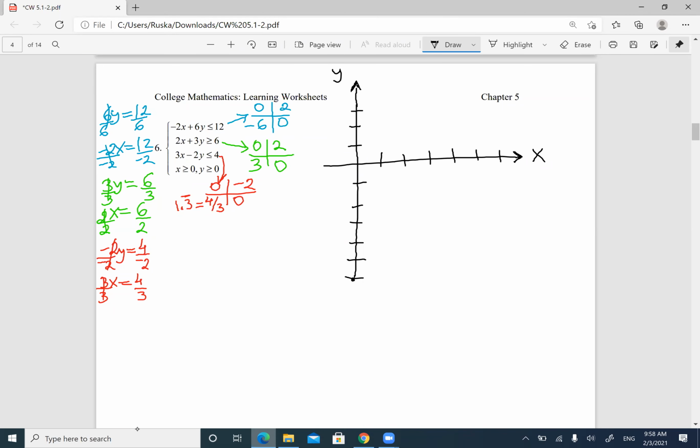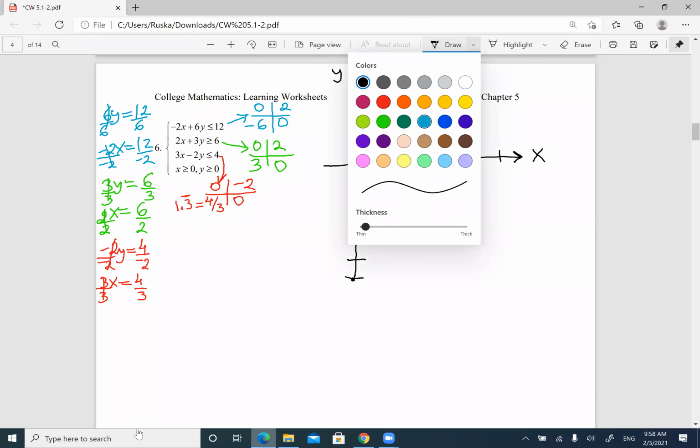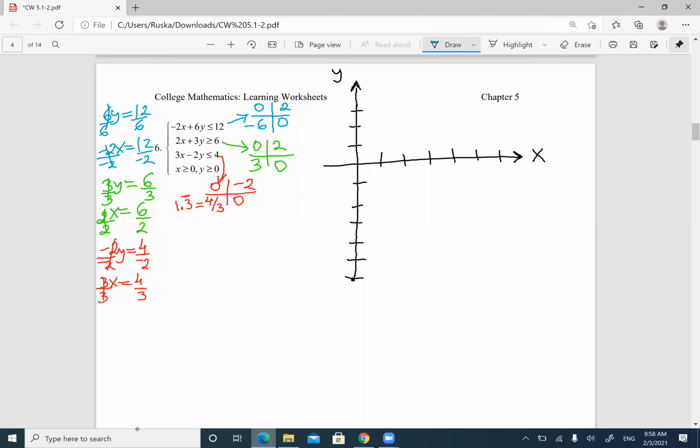So let's start the graphs. We're going to start with the first graph, which is the blue one. So we have 0, 2.